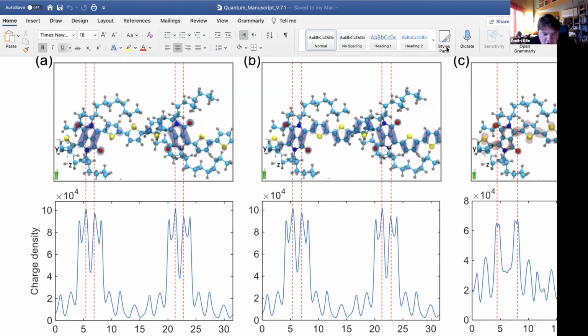Okay. And what do you see on the lower panel? In the lower panel, it shows the charge density of each direction, like the Z direction. And what is the connection between the top panel and the bottom panel?